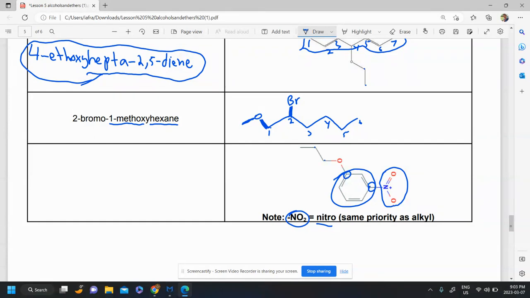This here is a 1, 2, 3. This is a propoxy. And this is a nitro. So really at this point, we're just going alphabetical order. So L, M, N, O, P. N will come first. So 1, 2, 3. So we get 1-nitro, 3-propoxy, and then our parent chain is simply benzene.